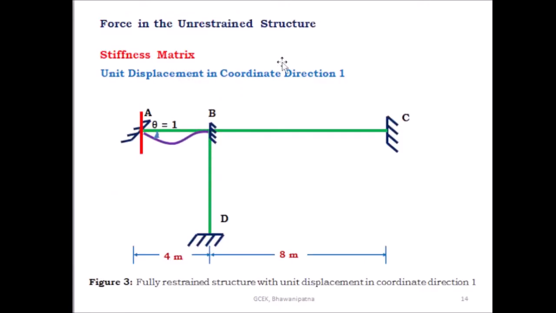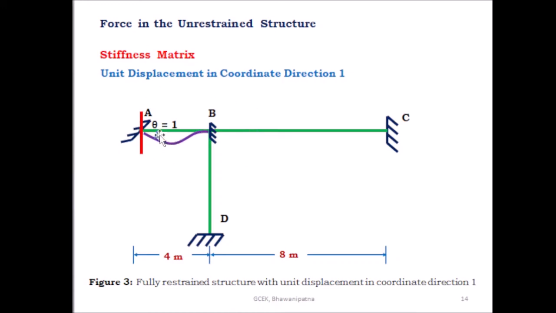Then coming to how to find out the forces in the unrestrained structure. What you have to do is apply the unit displacement at coordinate 1. Then you have to find out the force at coordinates 1 and 2. Then you have to apply unit displacement at coordinate 2, and find out the force at coordinates 1 and 2. And that becomes the stiffness matrix.